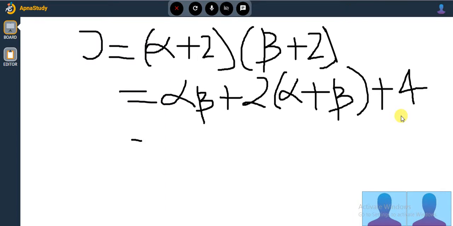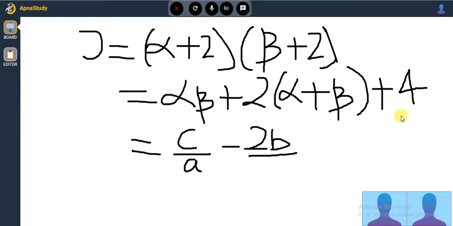Right. So now we know that alpha multiplied by beta is c by a. That is the product of the roots for the given equation in the question. And alpha plus beta is minus b by a. So let me substitute that as well. Plus 4. So for the equation that we are going to write, the product is c by a minus 2b by a plus 4. So now, given that we have found out what is S and P, that is, the sum of the roots and the product of the roots for the equation that we are going to write, we can directly write the equation as x squared minus Sx plus P is equal to 0.